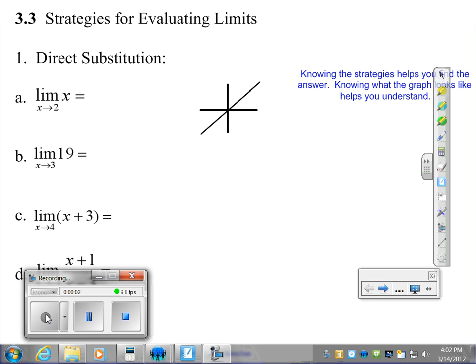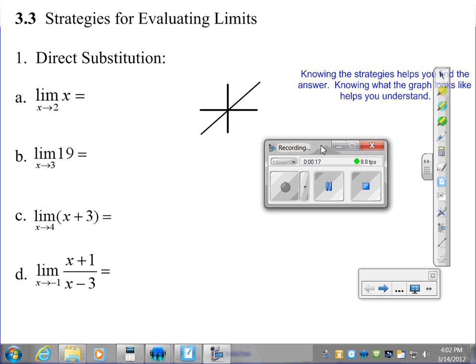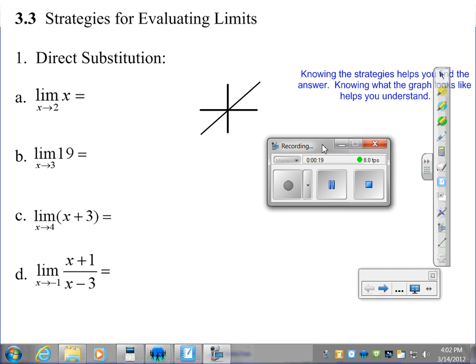All right, hello there. We are going to look at section 3.3 today, and we're going to split it up into two parts. This is the first part of 3.3, and we are going to learn how to evaluate limits when we don't necessarily know what the graph looks like, and have some strategies for that. So for instance, the first one is the limit of the graph x as x approaches 2.